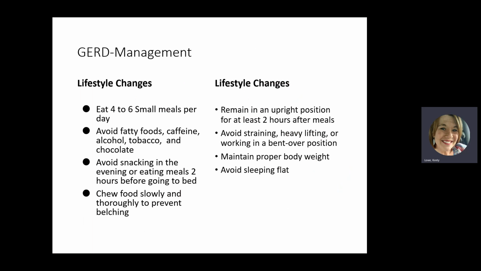What kind of lifestyle things can they do? Well, we're going to recommend eating 4 to 6 small meals a day instead of 3 huge meals a day. If patients particularly are having heartburn at night, not eating within about 2 hours of bedtime at least. And don't eat your biggest meal at the end of the day because it takes a long time to process those things. Avoid eating things that can increase stomach acid, like fatty foods, caffeine, alcohol, tobacco, chocolate.